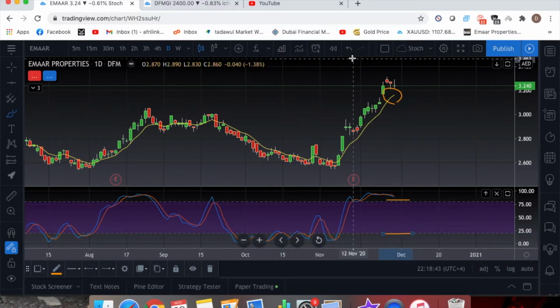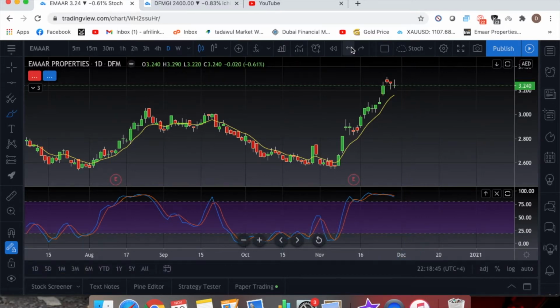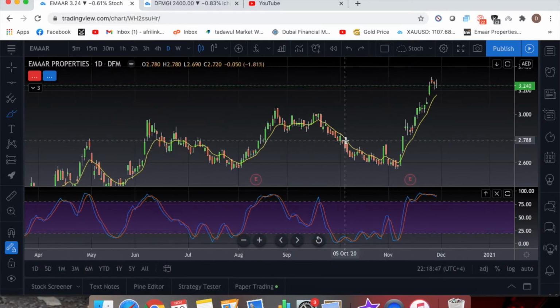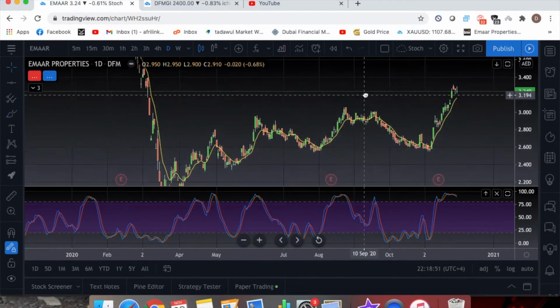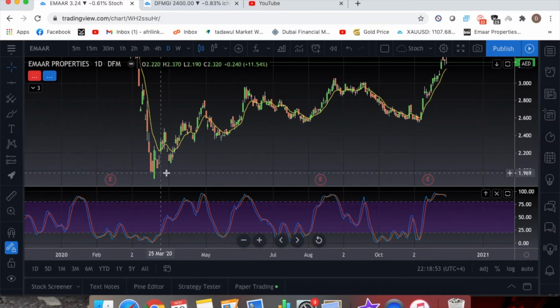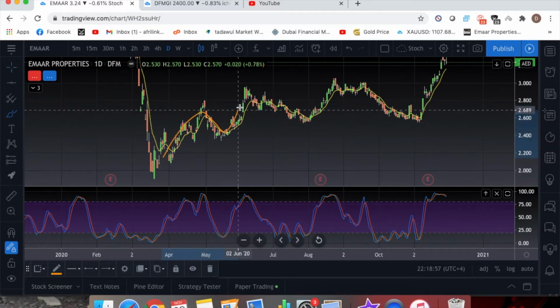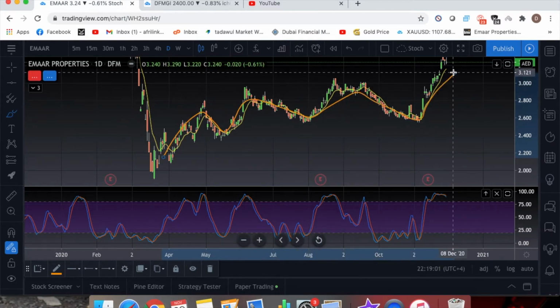So let's get back to our three elements, or three conditions. The first thing was to find a stock that is in an uptrend. Clearly we can see Emaar is making higher highs. Here it's making higher highs and higher lows, meaning it's in an uptrend. So criteria number one is checked.